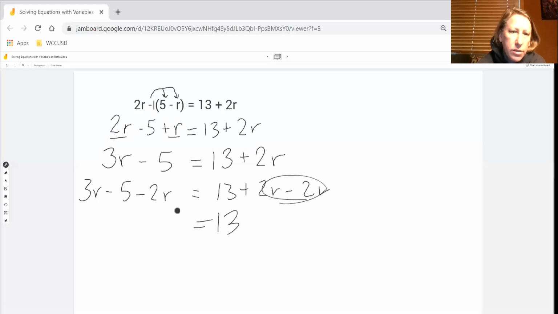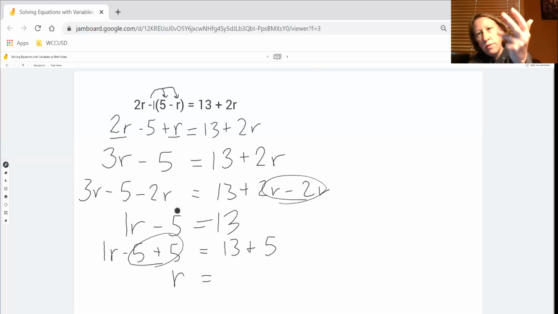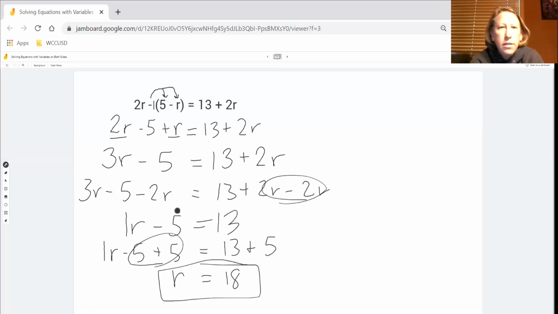3r minus 2r is 1r minus 5. And now we have a one-step or a two-step equation. Yay! I'm going to add 5 on both sides. And there's my 0 pair. I'm just going to write r. 13, 14, 15, 16, 17, 18. R is 18.